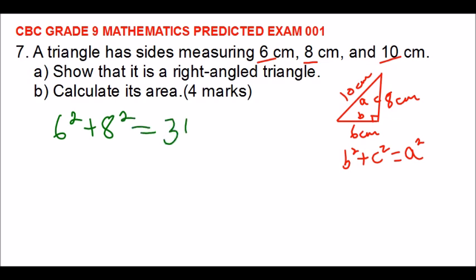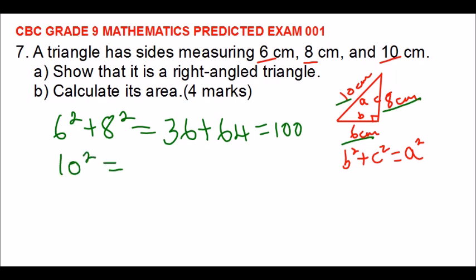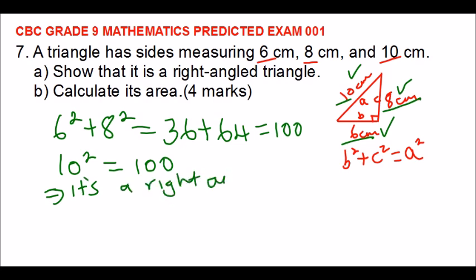That 36 plus 64 gives us 100. So these two sides, this one squared and this one squared, is equal to 100. What about the other side? We say 10 squared is equal to 100. So we can say that this side squared plus this side squared is equal to this one, implying that it's a right angle. It's a right angled triangle.